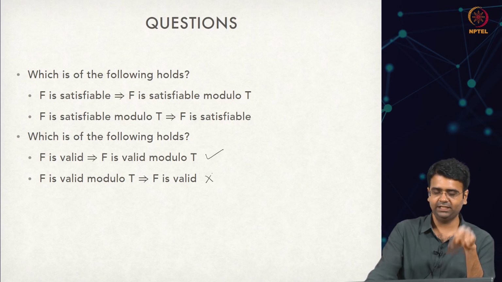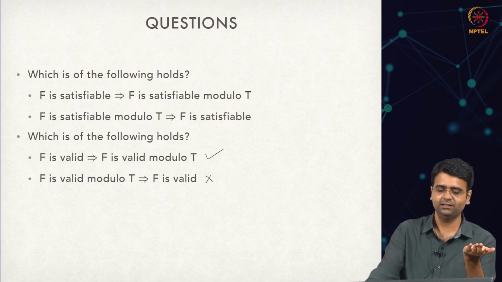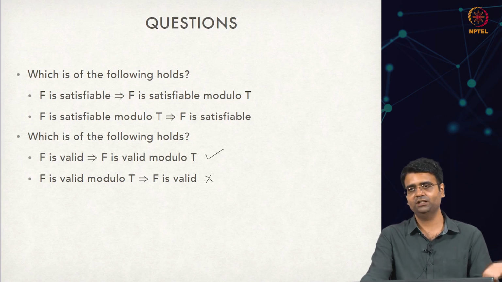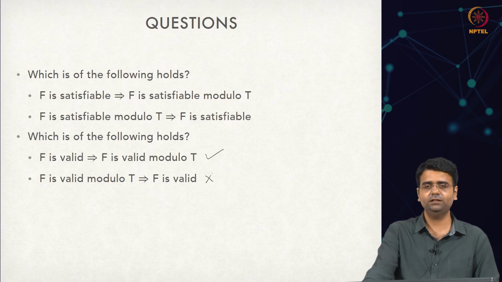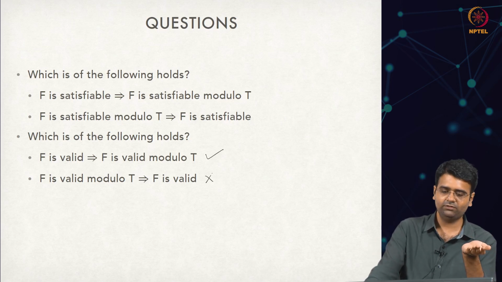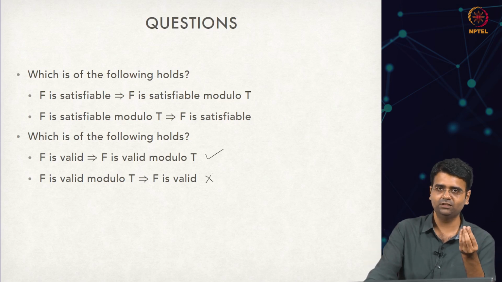So intuitively, if F is valid, that means that every interpretation, no matter what interpretation you take, is a model of F, which means that every T interpretation, which is going to be a subset of the set of all interpretations, because a T interpretation should also satisfy the axioms of the theory, is also a model of F. That means that F is valid modulo T.